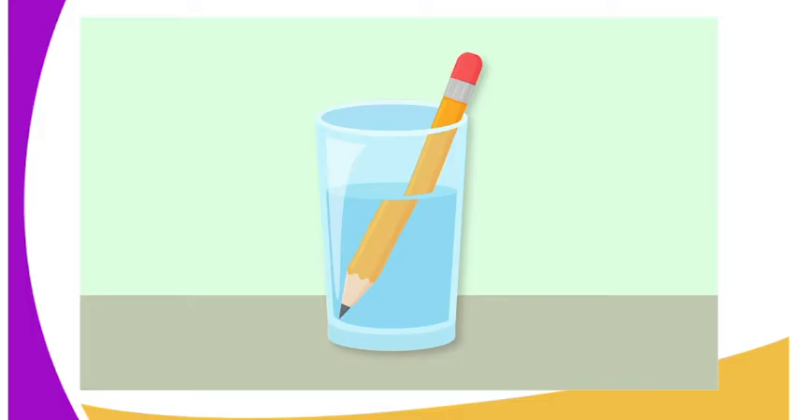As you can see from the diagram, that is a pencil. And as you know, a pencil is not bent, it's straight. But when you put it inside a glass containing water, the pencil appears to have bent. Why? This is because the light that comes from the sun as it is reflected to the pencil is refracted. That means the light bends. And the bending of light causes the pencil to appear as though it is bent.